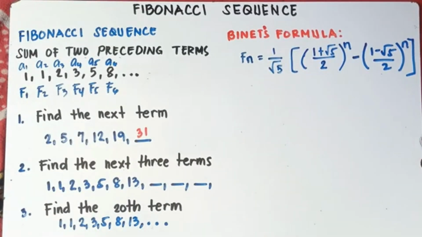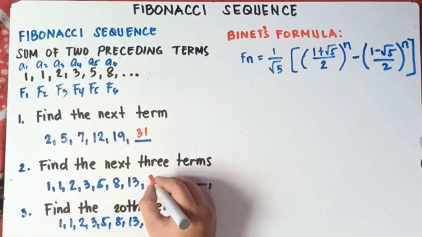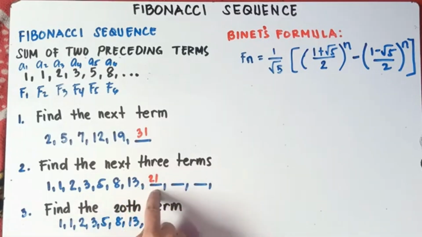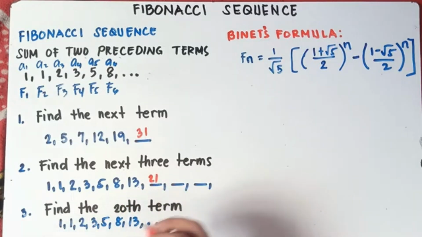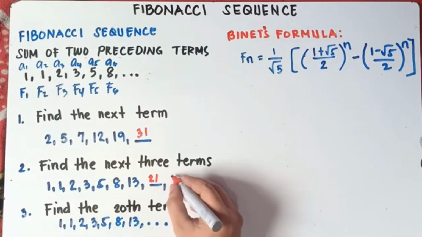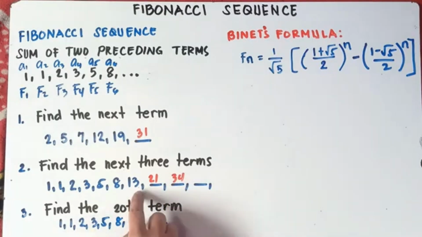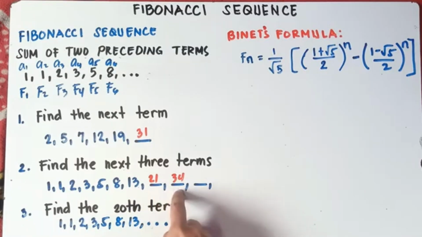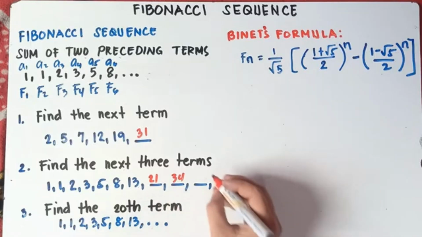So let's try number 2, class. Find the next 3 terms. Once again, you simply add. 1 plus 1 is 2. 1 plus 2 is 3. 2 plus 3 is 5. 3 plus 5 is 8. 5 plus 8 is 13. So 8 plus 13 would be 21, right? 8 plus 13 is 21. And 13 plus 21, class, what would be the answer? 13 plus 21 is 34. And 21 plus 34 would be 55.